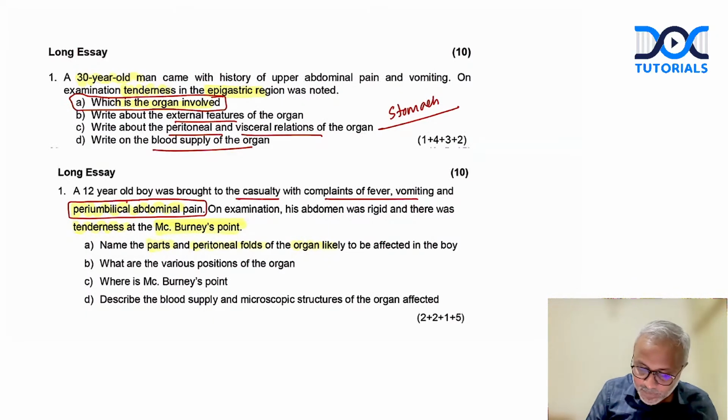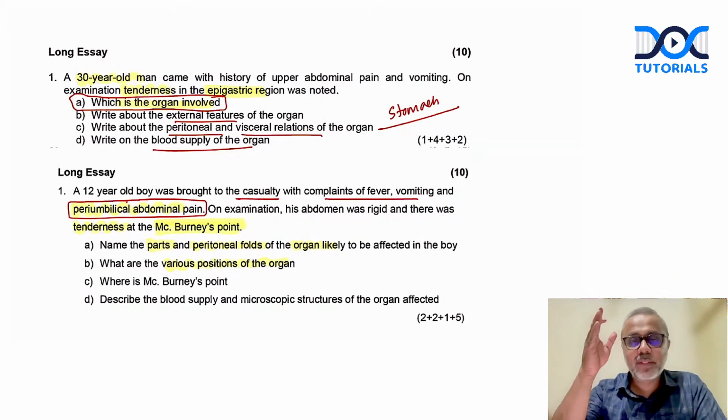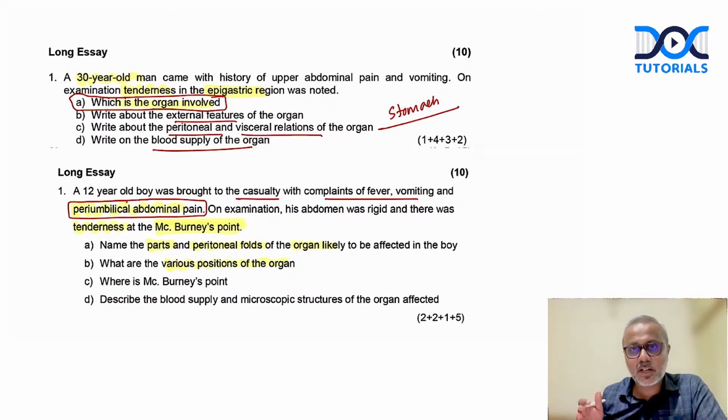Right? Then, what are the various positions of the organ? Positions of the organ with reference to the tip: that's 12 o'clock, 2 o'clock, 3 o'clock, 4, 6, 11 o'clock. What are these anatomically referred to as? Then where is McBurney's point?